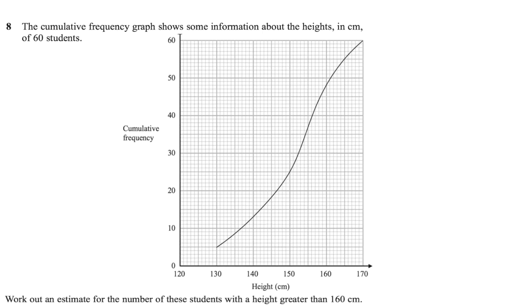In this lesson, we'll be focusing on question 8. The cumulative frequency graph shows some information about the heights in centimetres of 60 students. Work out an estimate for the number of these students with a height greater than 160 centimetres.